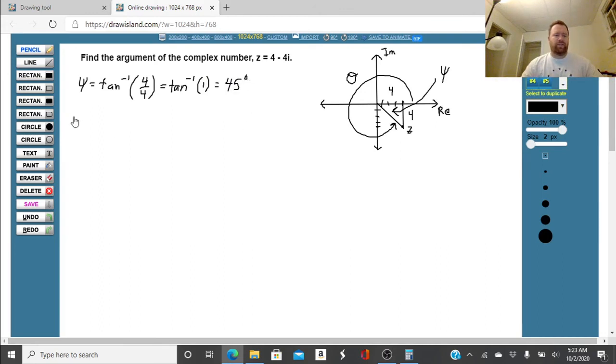So as a reminder, the angle we're looking for, we'll refer to that as theta, is going to equal 360 degrees minus 45 degrees, which is going to equal 315 degrees.